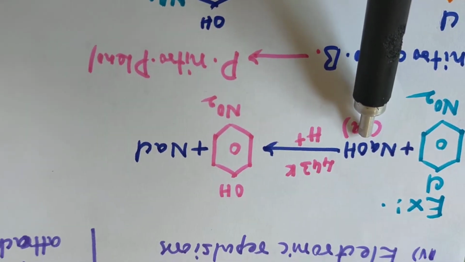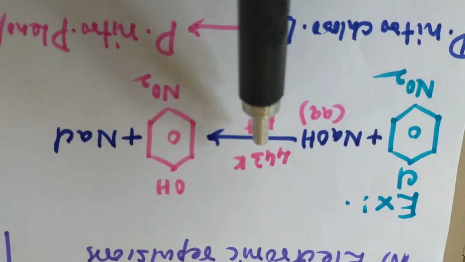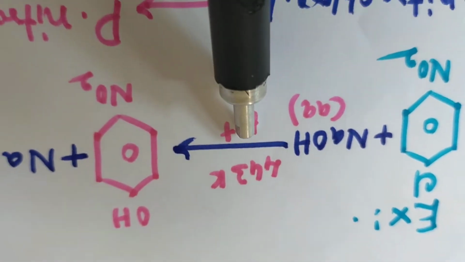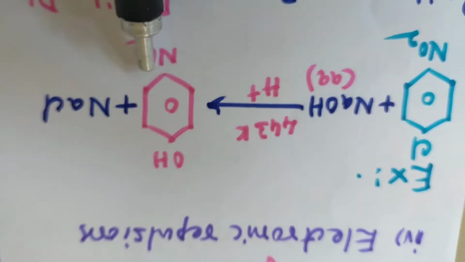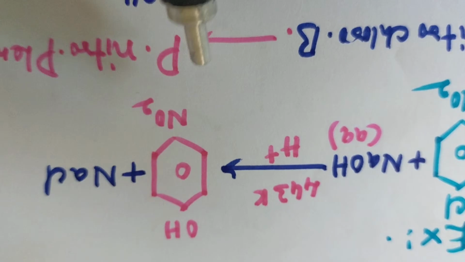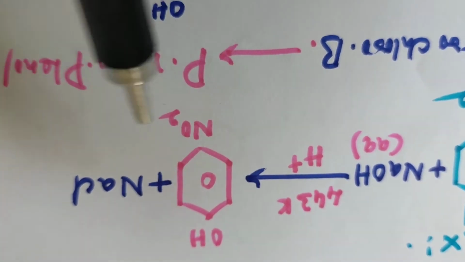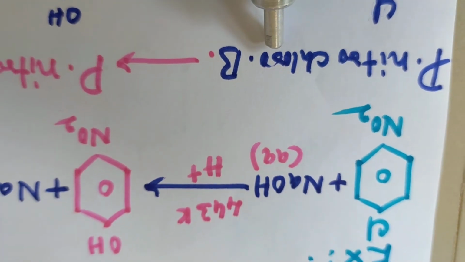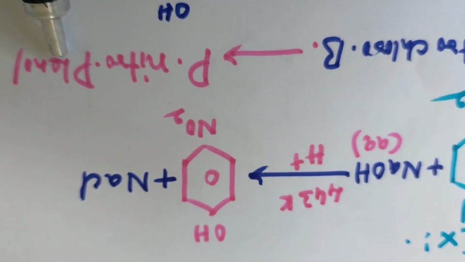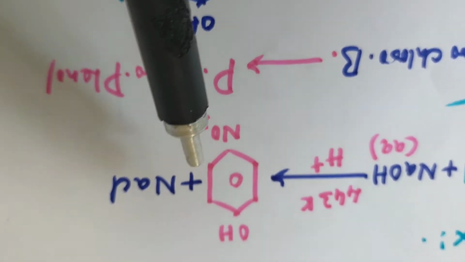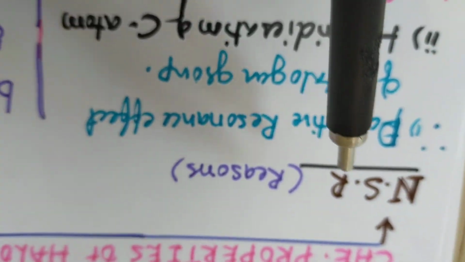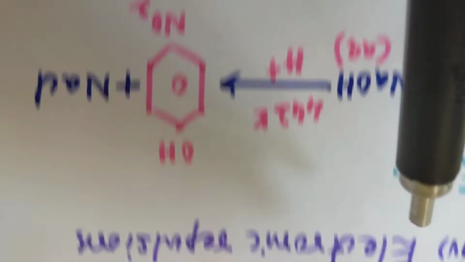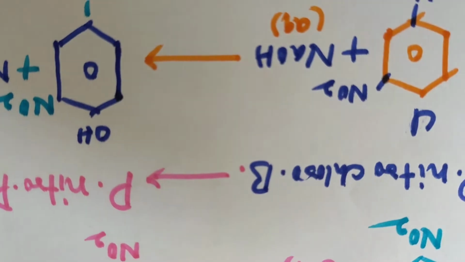Para nitrochlorobenzene plus sodium hydroxide, in presence of 443 degrees Kelvin, forms phenol. That is, para nitrophenol, because we have taken para nitrochlorobenzene, so it forms para nitrophenol plus sodium chloride. This is the reaction example for nucleophilic substitution reaction. Then we come to another reaction.